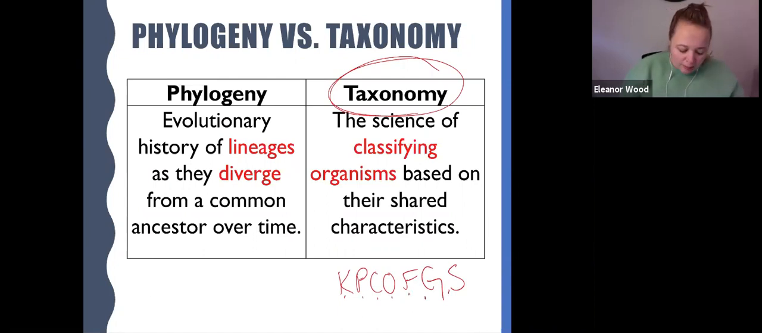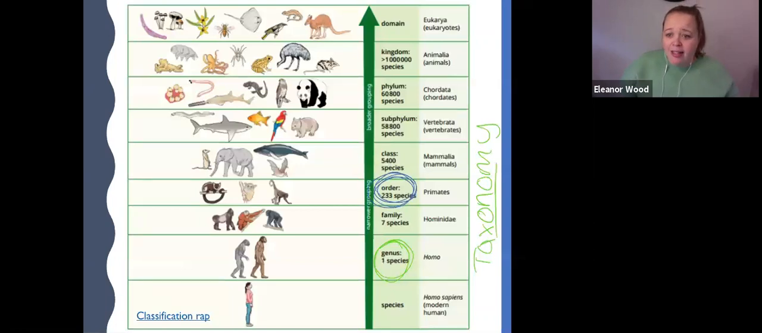And phylogeny is all about when did that happen? When did we diverge into different phyla? When did we diverge into different families, genera? When did we evolve into different species? That's what phylogeny is. Phylogeny has got to do with time. Taxonomy's just got to do with naming things. And that's the end of that little video.